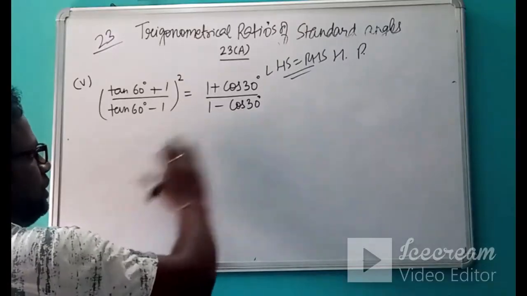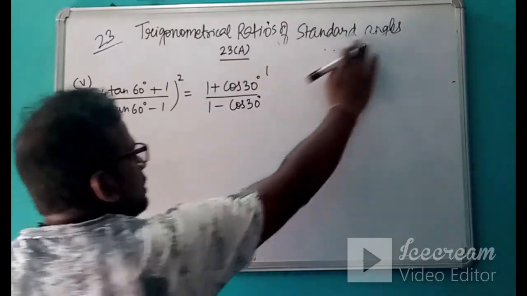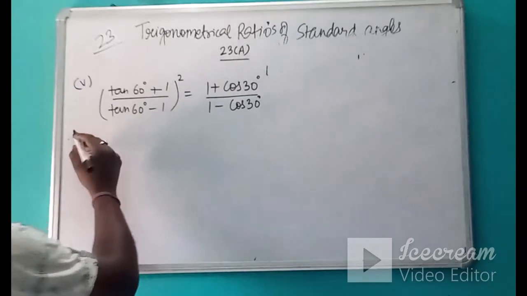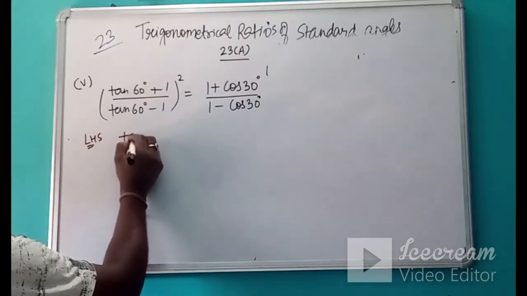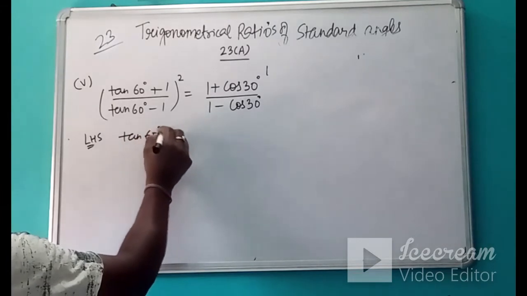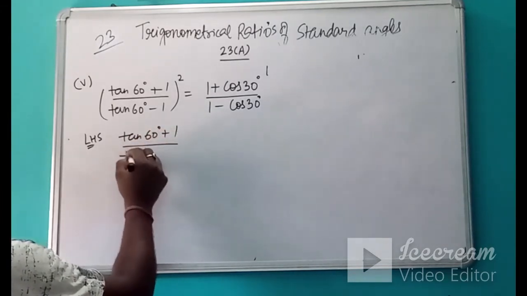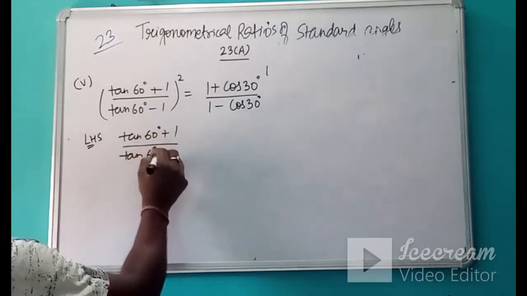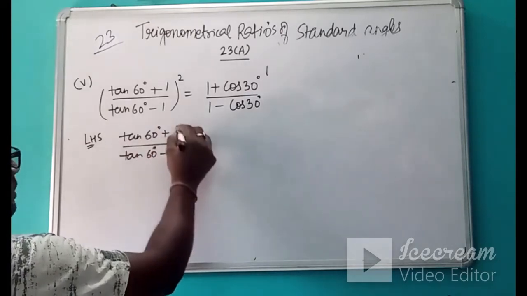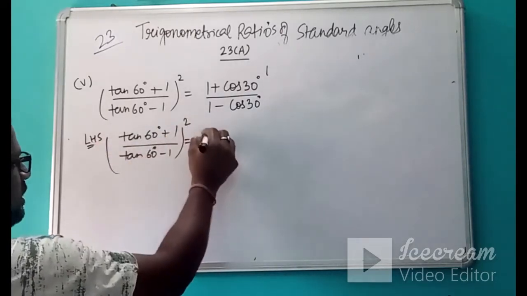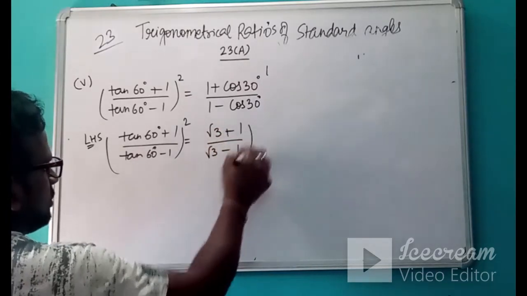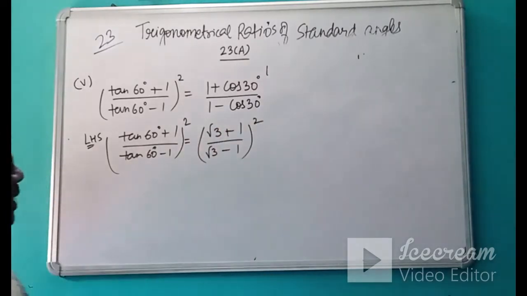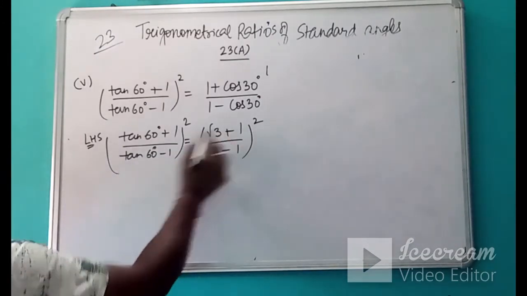Suppose this is a question and we have to prove that this expression is equal to this. So first we will take the LHS, that is (tan 60 degree plus 1) upon (tan 60 degree minus 1). So tan 60 degree is root 3, so it is (root 3 plus 1) upon (root 3 minus 1) whole square. Next we will solve it.